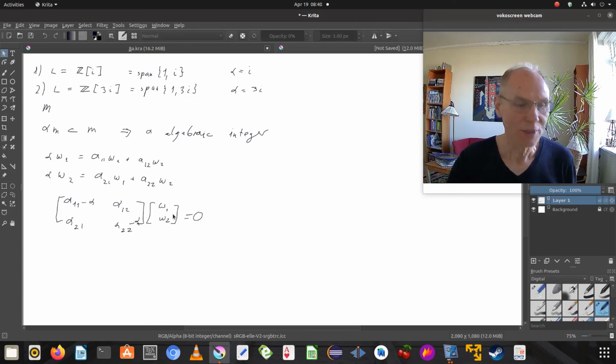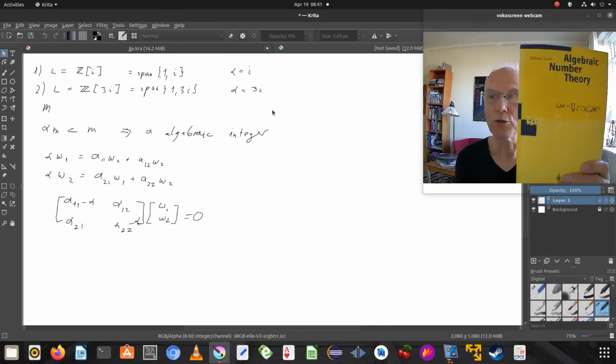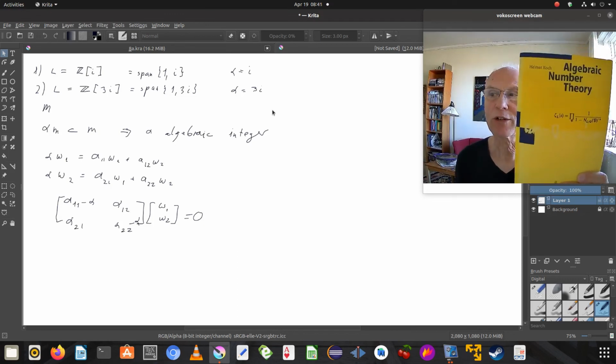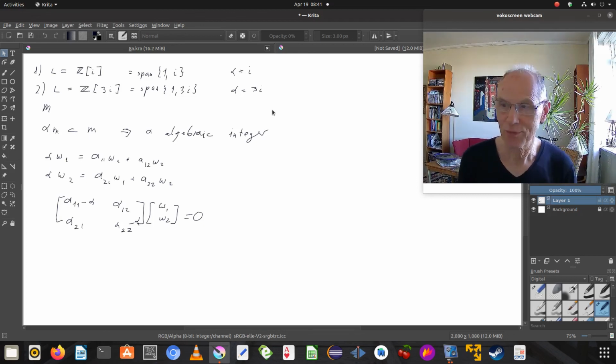I must admit that I did not get any credit for solving this problem. So I found it in this book that I've read. The good thing about this book is that you find much material that you can't find anywhere else. So I can recommend it.